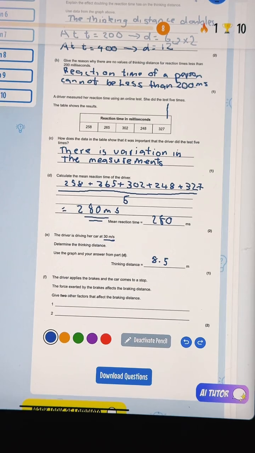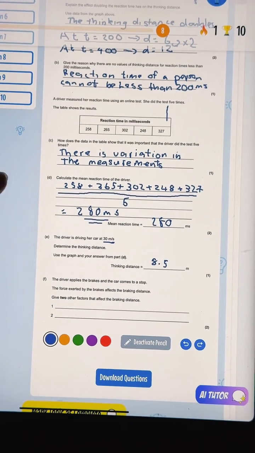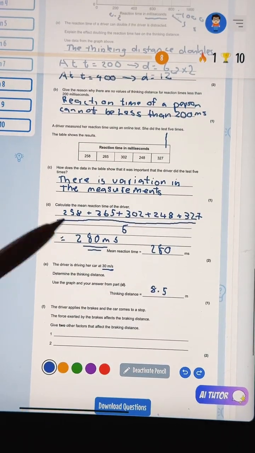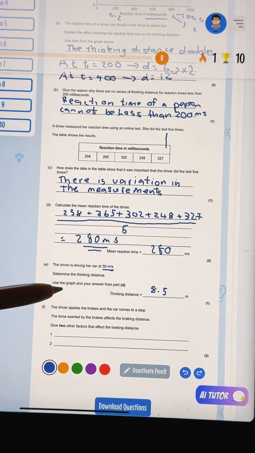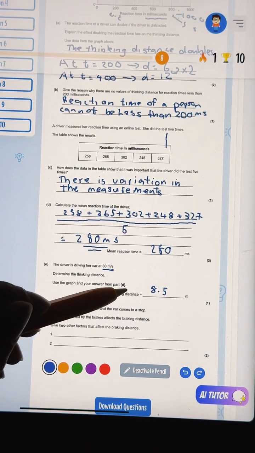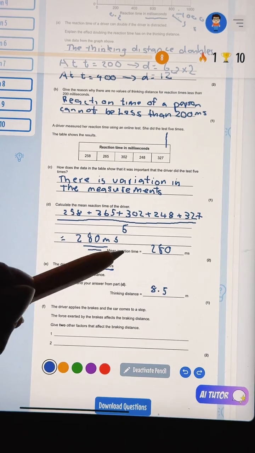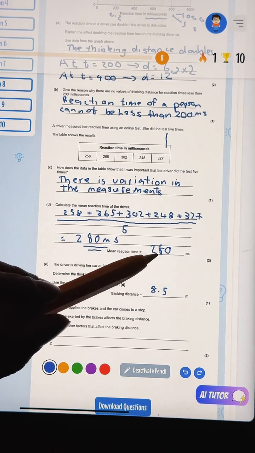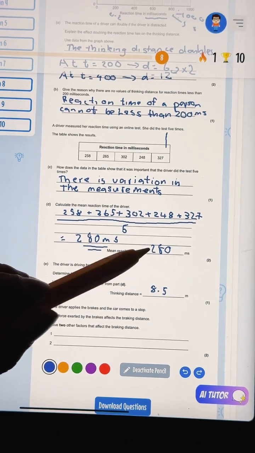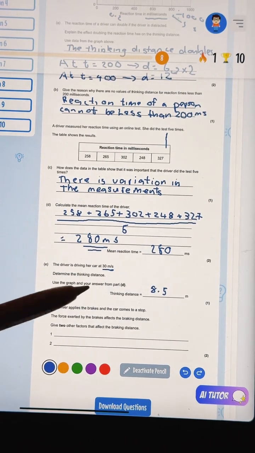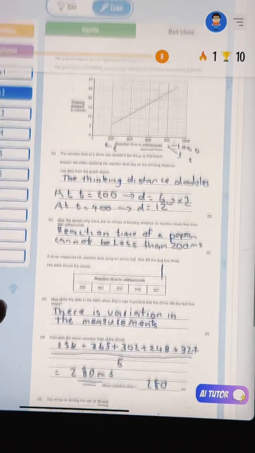Jake, why is it 8.5? Okay, so the reason is because the question asks us to determine the thinking distance, but it says use the graph and your answer in part D. So we have to use the reaction time of 280 milliseconds that we got, and then use the graph to determine the corresponding thinking distance.